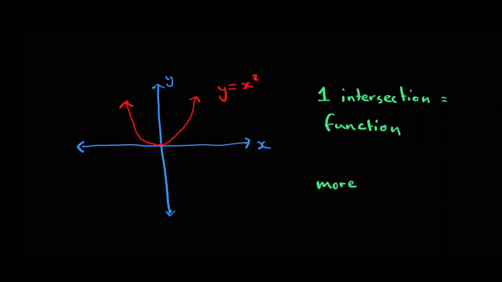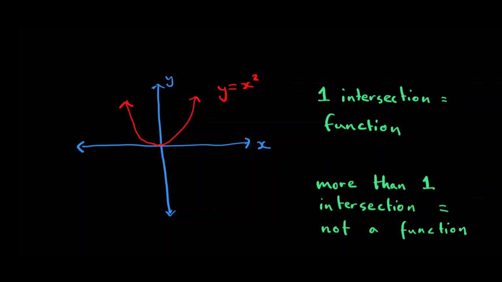And on the other hand, if you can draw a vertical line through the graph which intersects it more than once, that means that the graph is not a function. So if more than one intersection is possible, that means it's not a function.